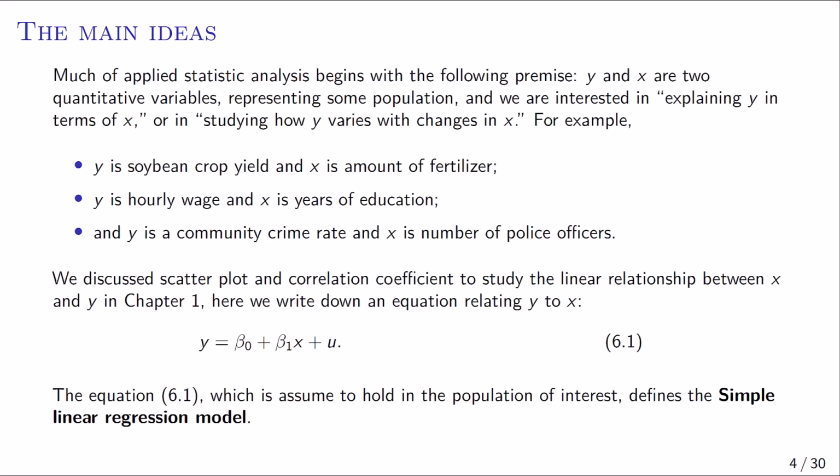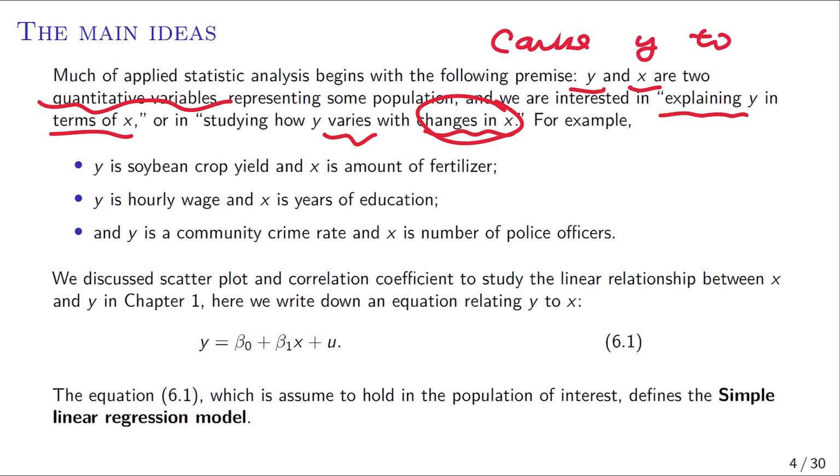they're all about causality. But here, for example, we have 2 variables, Y and X. They are quantitative, numerical variables, and of course they represent a population. We are very interested in explaining y in terms of x, or put another way, how y varies with changes in x. So basically it says the changes in x cause y to change. That's what we mean by causality.